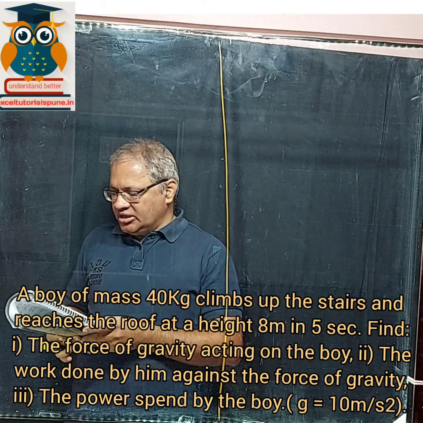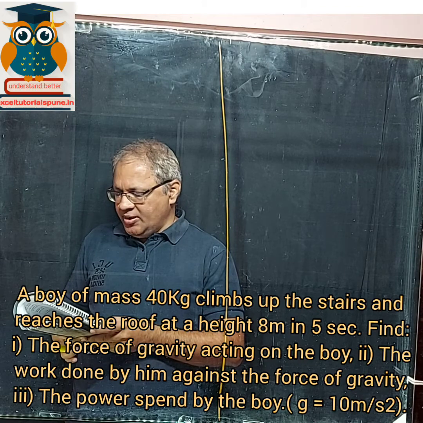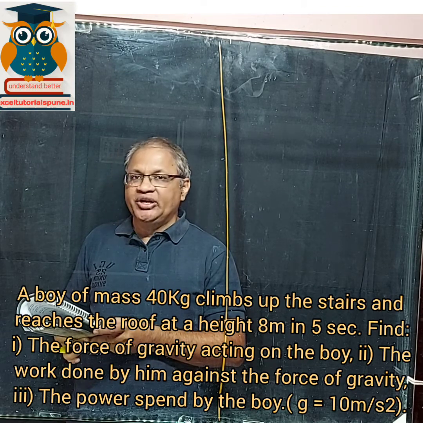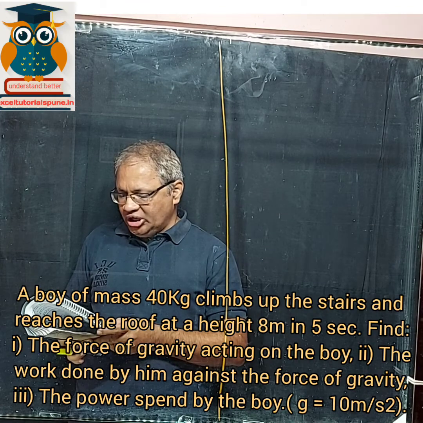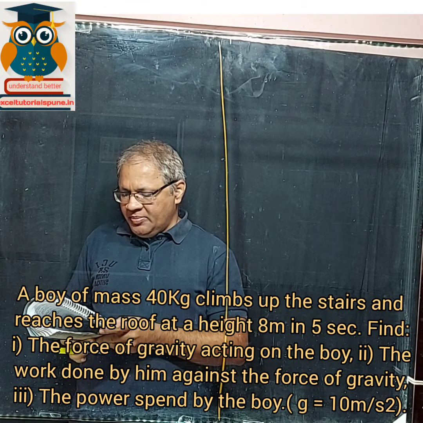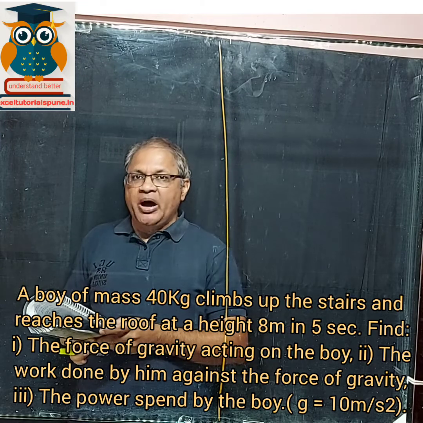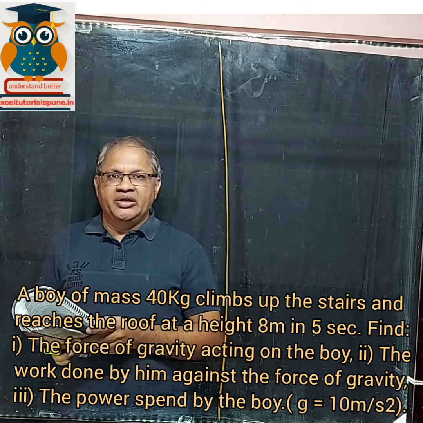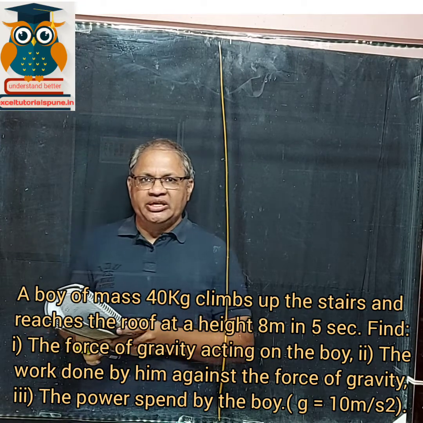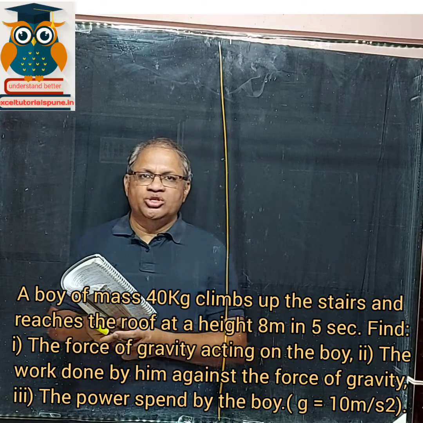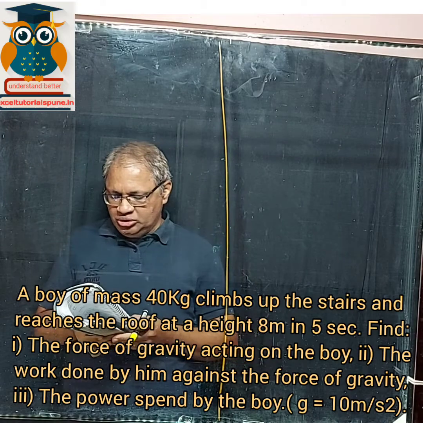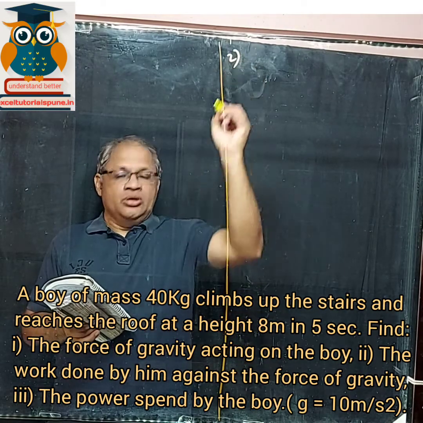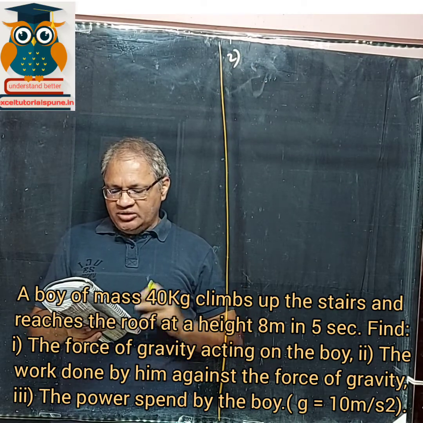Okay, now the second sum. A boy of mass 40 kg climbs up a stair and reaches the roof at the height of 8 meter in 5 seconds. Calculate the force of gravity acting on the body, the work done by him against the force of gravity, the power spent by the boy, and gravity is given as 10 meter per second square. So over here in this question, quickly first we'll write down all the particulars, then we'll think which formula to use.